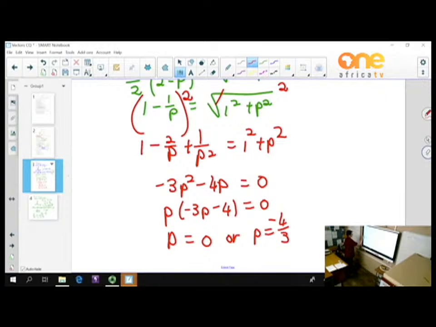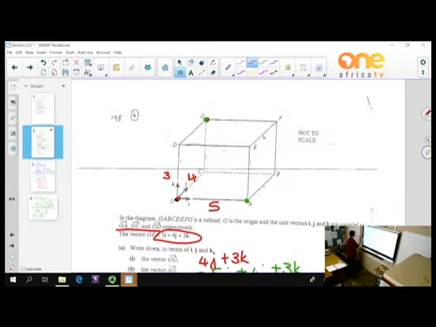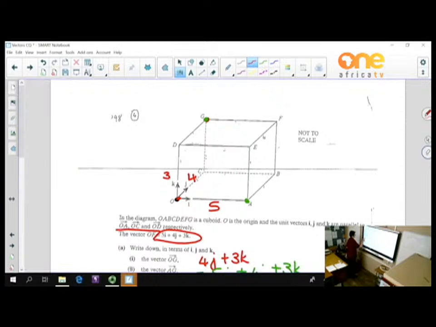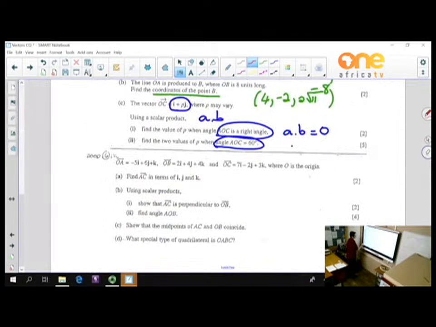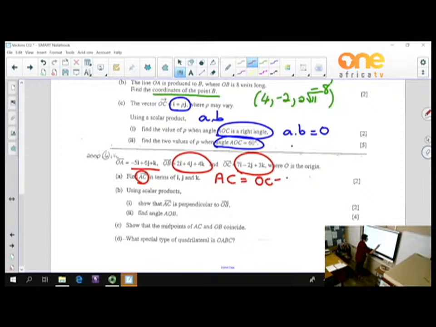And let's look at the last one, question 6. There we are, the last question there. So OA is the vector negative 5i plus 6j plus k. OB is the vector 2i plus 4j plus 4k. And OC is 7i minus 2j plus 3k. Now they say find AC. And what is AC? AC is OC minus OA. Remember that. It's always the last one minus the first one.